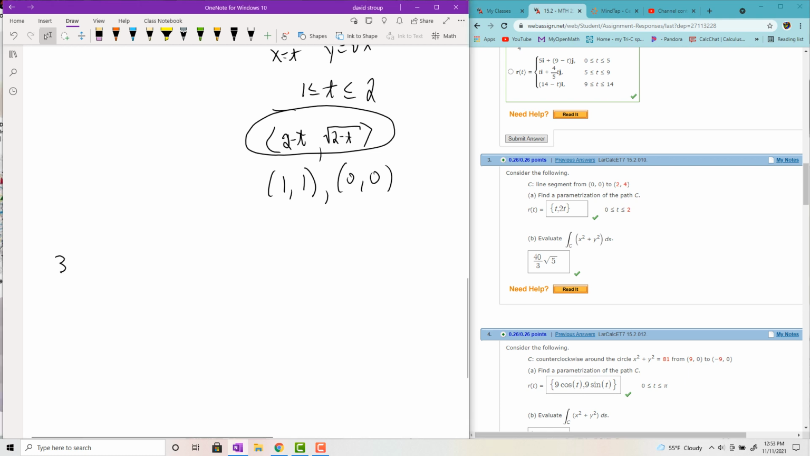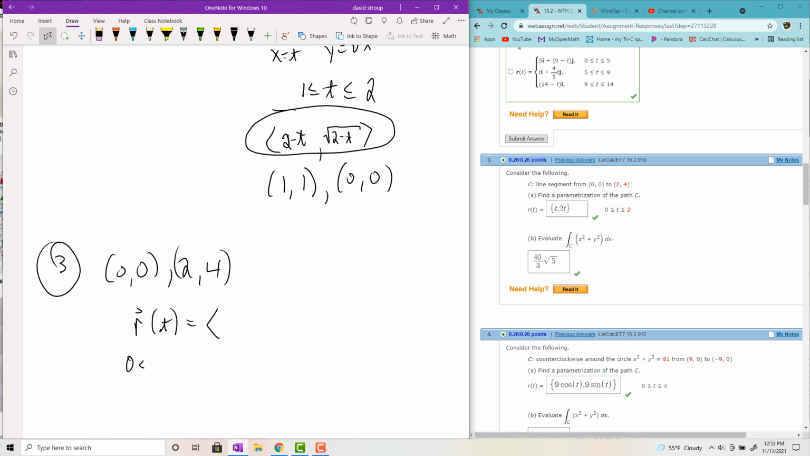Number 3, we're going from 0, 0 to 2, 4. You can almost guesstimate the vector valued equation for this. If I'm going from 0 to 2, the first component, I need it to go from 0 to 2, so you just use t for that. And then the second component, I need to go from 0 to 4, so 2t.